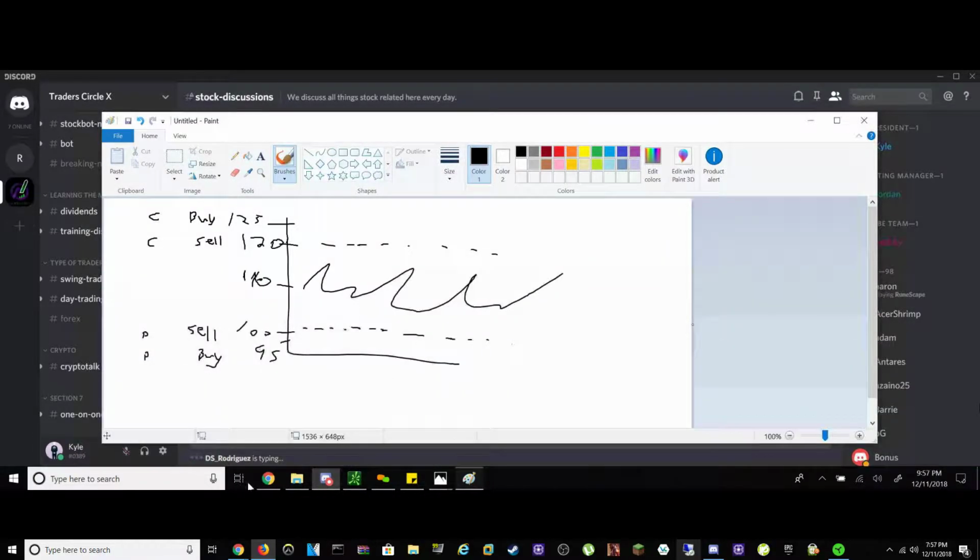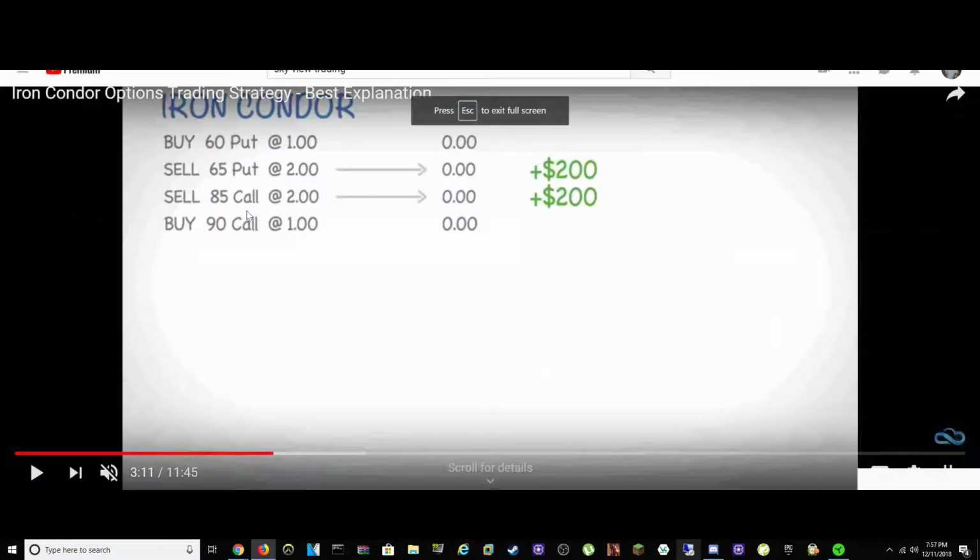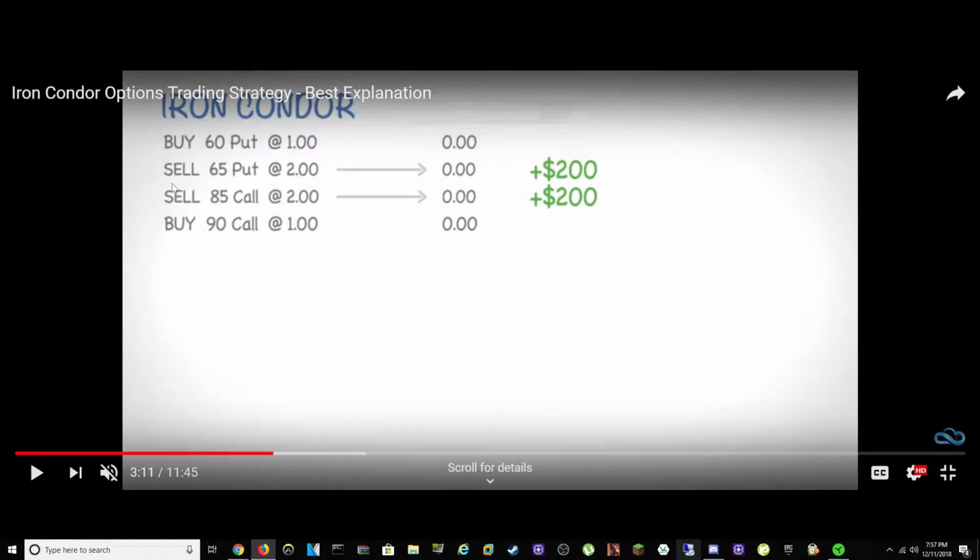Okay, so let's go back to here. In this example, the stock is selling at $75 a share. I'll put it full screen for you guys. So he put a distance of $10 in between, right? He's selling a put at $2 per contract, and he's selling a call at $2 per contract. At the time of expiration, let's just say December 14th, it is expiring worthless. So when he sells it, he's getting $200 on each one.